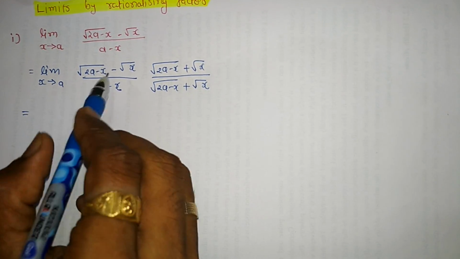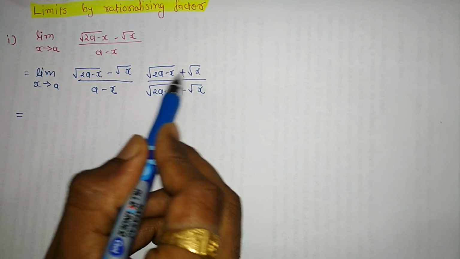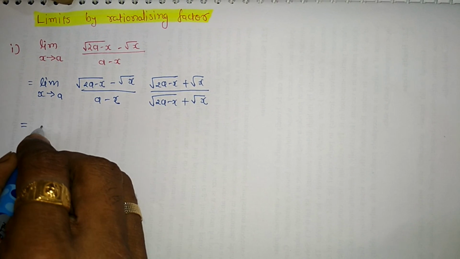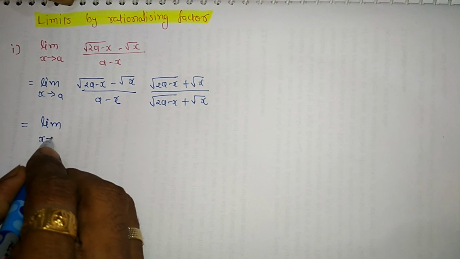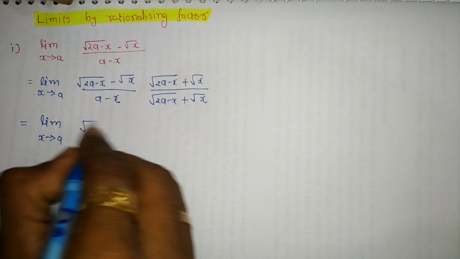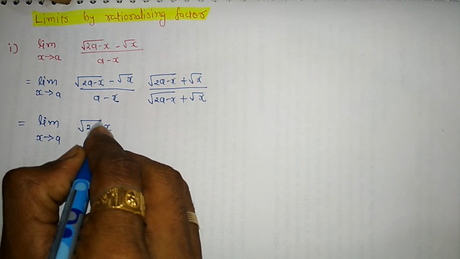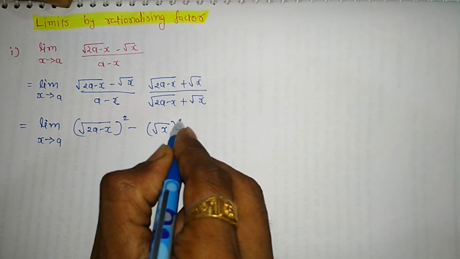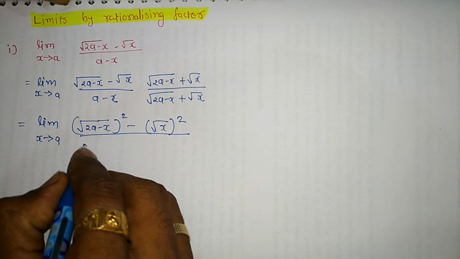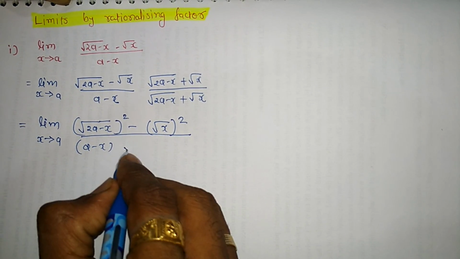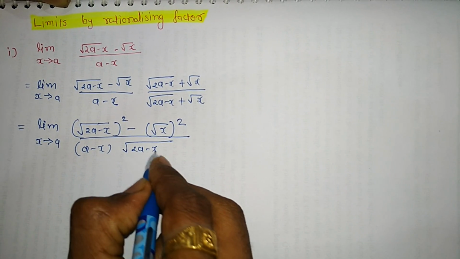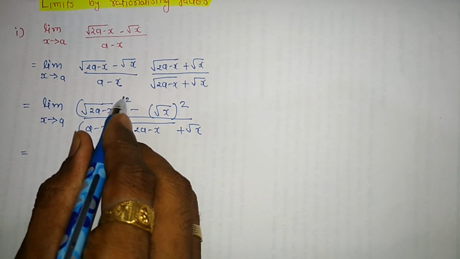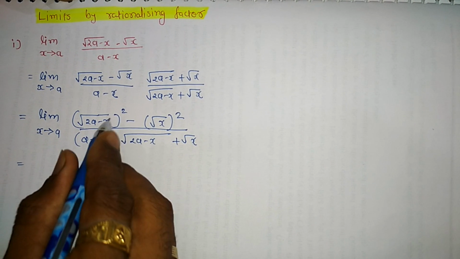Whenever you are using rationalizing factor, these will be a minus b and a plus b. These are the factors of a square minus b square. So this will be limit x tends to a, root 2a minus x whole square minus root x whole square. Here it will be a minus x root 2a minus x plus root x. So root and square, that will be the term only.